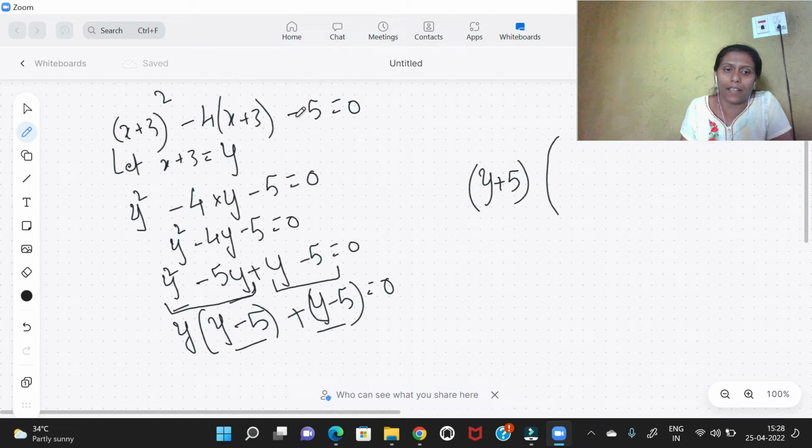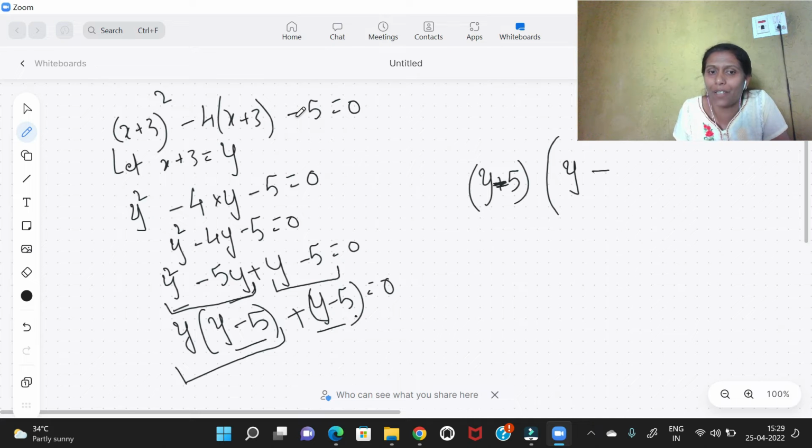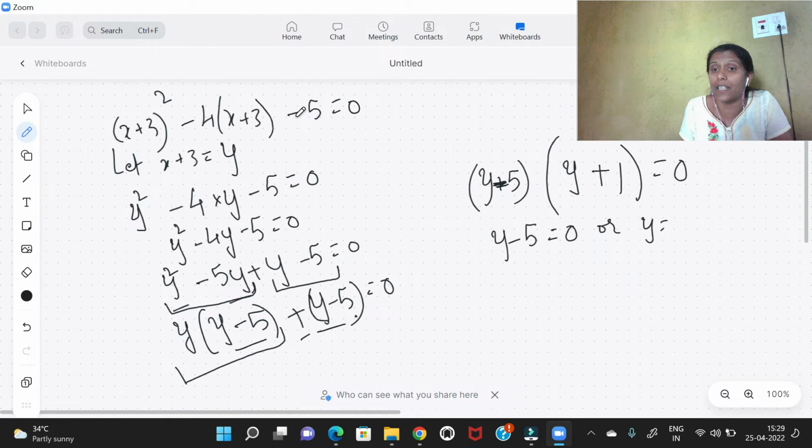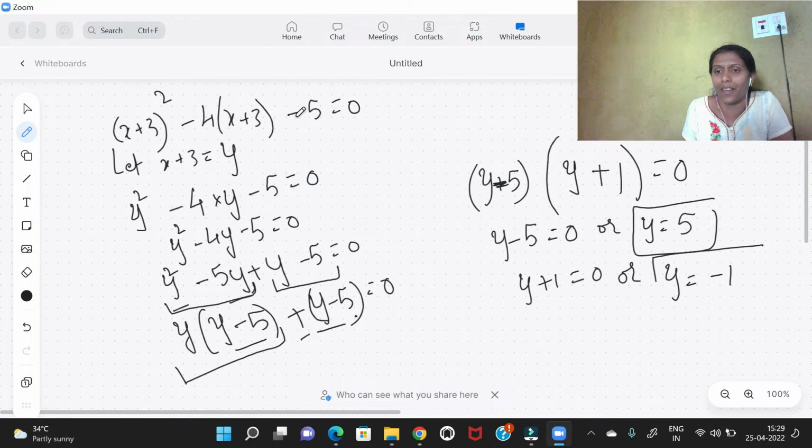Now, open the bracket. When y − 5 is taken out, what will be left in this term? y will go inside. And in the other term, when y − 5 is taken out, by default what is left is 1, and of course the plus. Since plus was there, we keep plus, equal to 0 because it's an equation. So individually y − 5 = 0, or y = 5. That is the zero product rule. Next, y + 1 = 0, or y = −1.